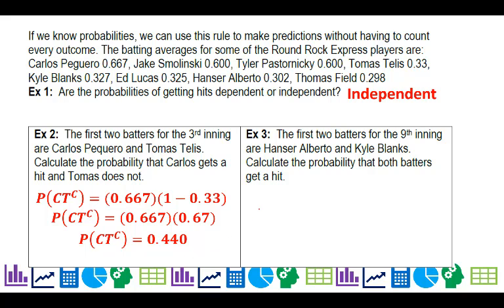Now, the first two batters for the ninth inning are Hanser Alberto and Kyle Blank. So what's the probability both of them get a hit? Well, Hanser gets a hit about 1/3 of the time, and so does Kyle. So we just multiply both those probabilities together, and voila, almost 10% of the time they both get a hit.